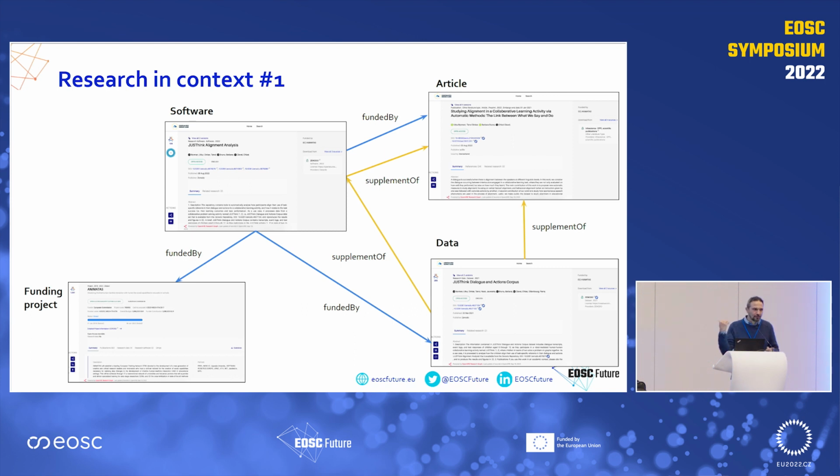And plus is wrong, so I'm trying to fix it live. So what he finds out is that the software is a supplement of an article. So he can navigate to the article, open the page, and find everything about the article. So everything that we are usually finding. Then he also finds out that the software is a supplement of the data, and the data is a supplement of the article. So they're all connected.